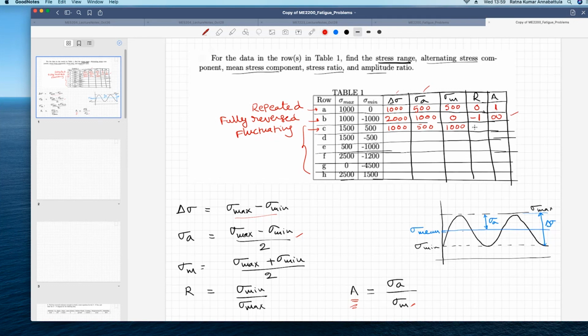And then your stress ratio is sigma min by sigma max, that is 500 by 1500, that is 1 by 3. And amplitude ratio is sigma A by sigma m, that is 500 by 1000, that is 1 by 2.